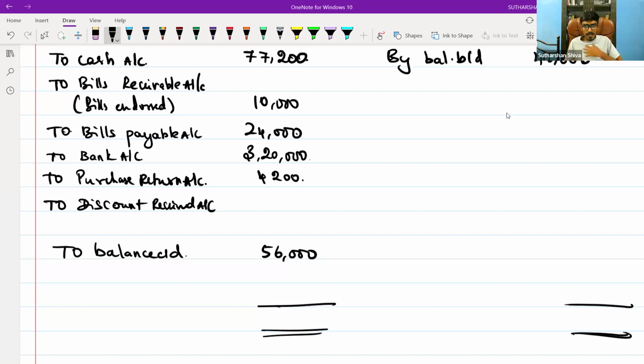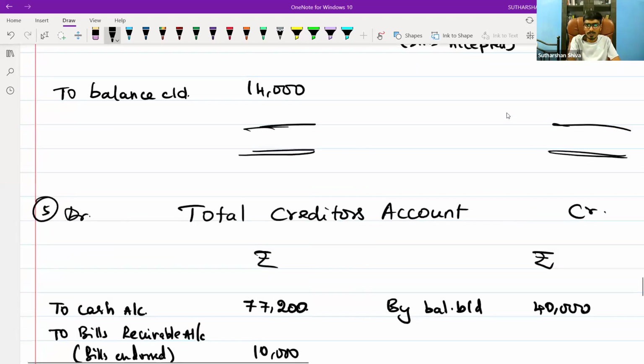While I am explaining the sum, it may take 1 hour. But in your examination, you need to complete this question within 30 or 35 minutes. Maximum 40 minutes should be taken if the question is for 20 marks. If the question is for 15 marks, touch it last in your examination. Discount received is 2700, that I have put.